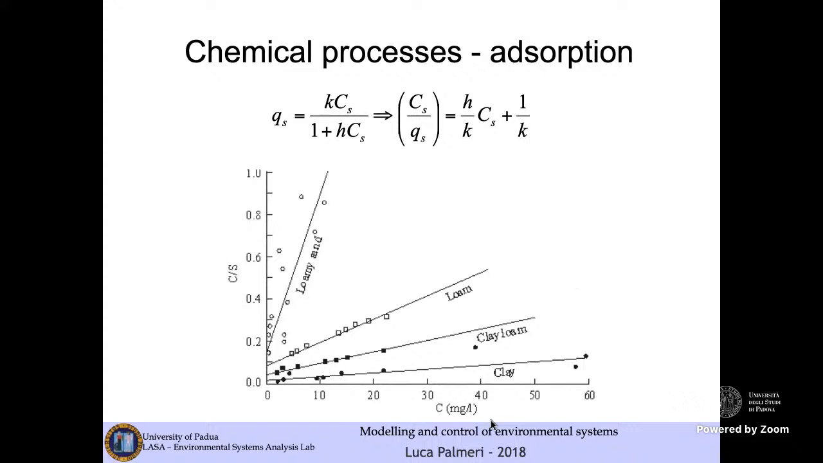Let's assume a constant concentration in the liquid phase. Then, given a constant concentration in the liquid phase, for example here around 20 milligrams per liter, you see that depending on the type of adsorbate and the type of adsorbent particle, be it clay loam or loamy sand, we have different quantities of contaminant transferred to the solid phase.